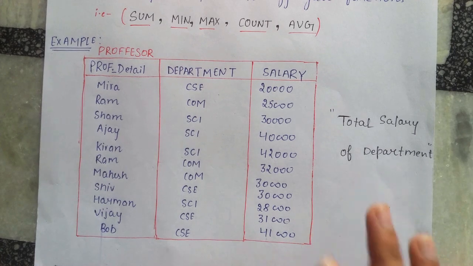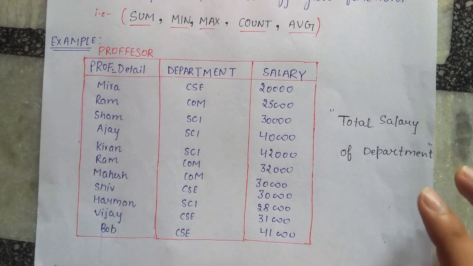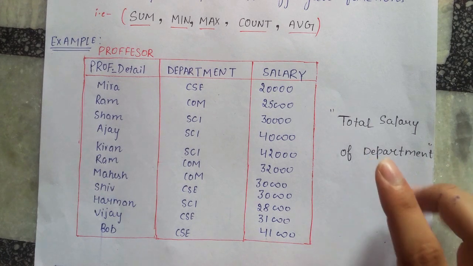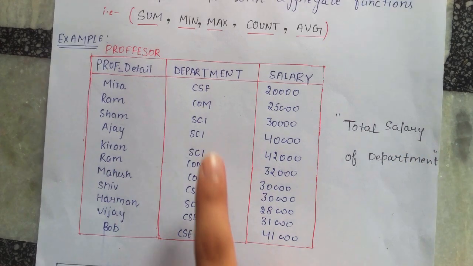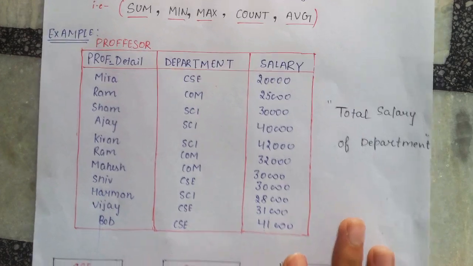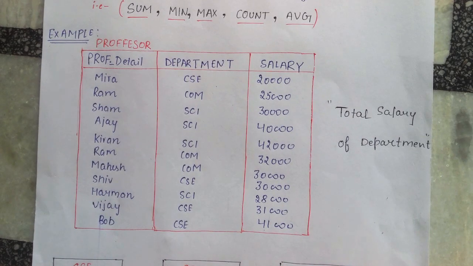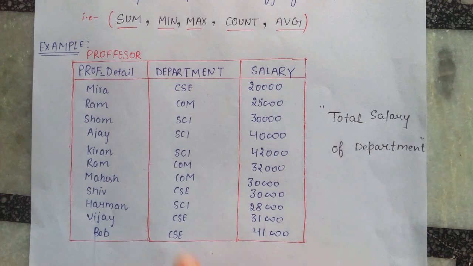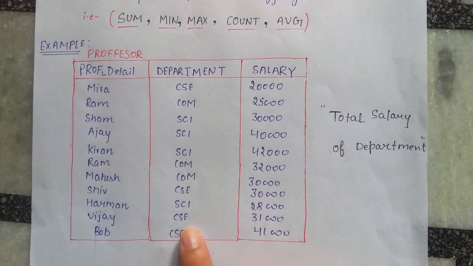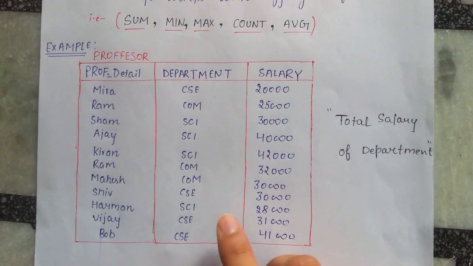If in this kind of table we are asked to find the total salary of each department, and we were going to do this by ourselves without using a computer, how would we do it? The very first thing we will do is find the total number of departments that reside in this table. How many departments are there? It's CSE, commerce and science. So there are three departments.